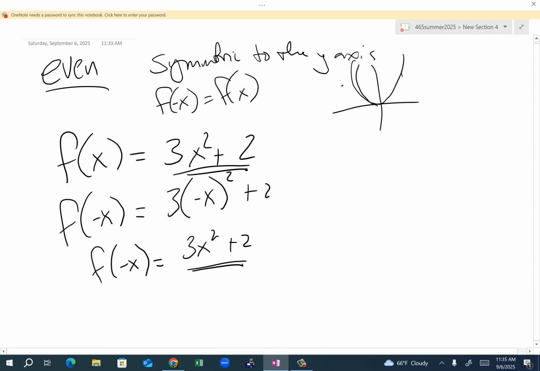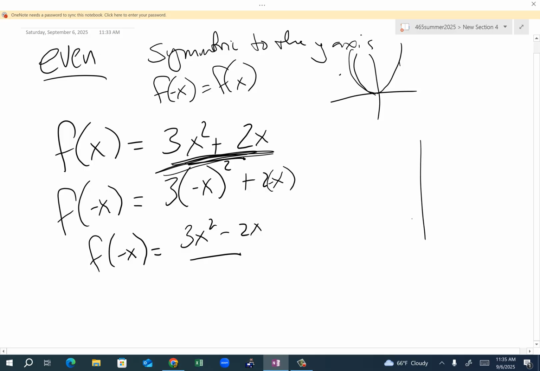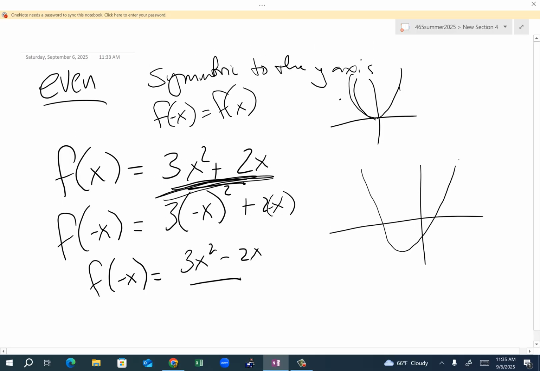What would happen if it was this? Well, then this would be negative x. And this would be negative 2x. Do you see that? Groom, that's not the same. I know. That would mean it's not an even function. And by the way, if you graph this guy, I don't know what it does, but I'm going to tell you right now, it's not symmetric to the y-axis. That's always going to be true.